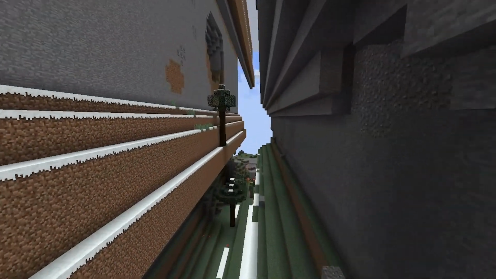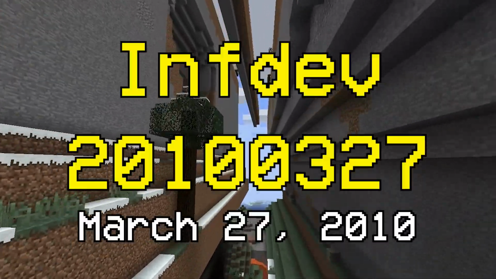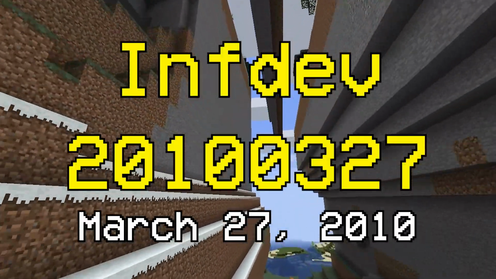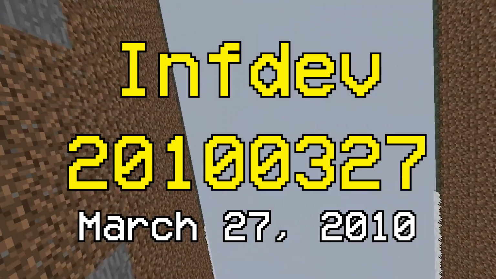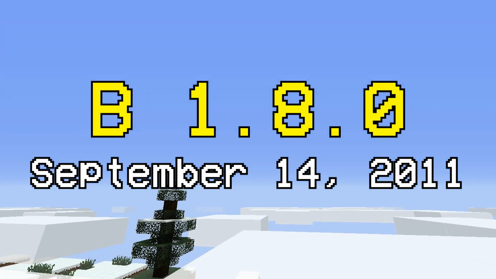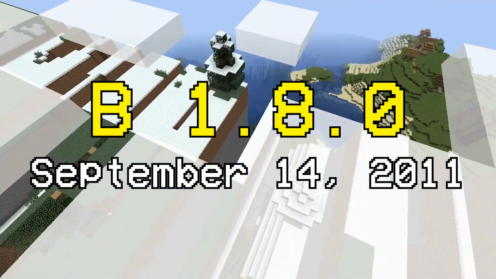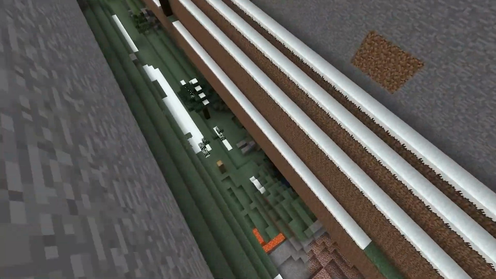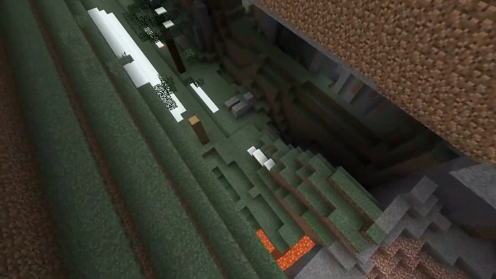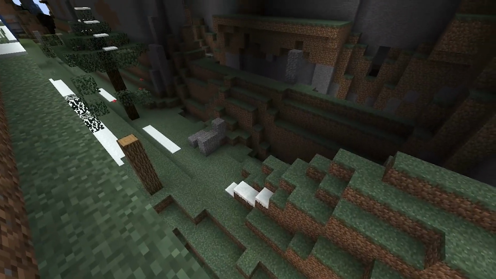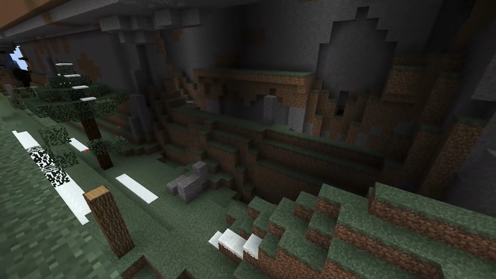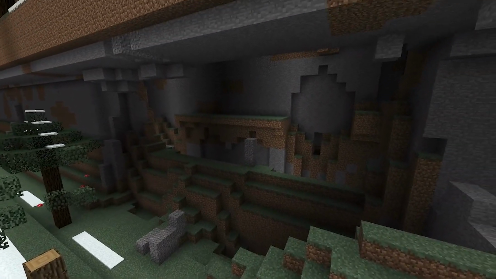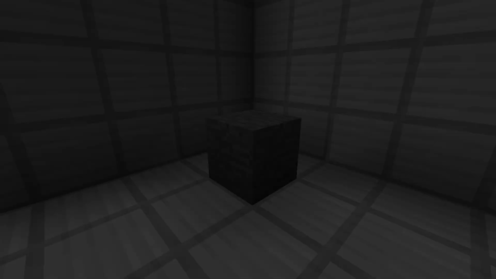These bizarre monoliths were first spotted in the March 27, 2010 iteration of InfDev, and were finally fixed with Beta 1.8 on September 14th of 2011. Now obviously, the vast majority of players probably wouldn't have gotten this far out in their worlds without the use of hacks or other such exploits, but if by some bizarre stroke of fate you happen to find farland chunks on your world, you can safely say that these chunks could only have generated in that year-and-a-half window.